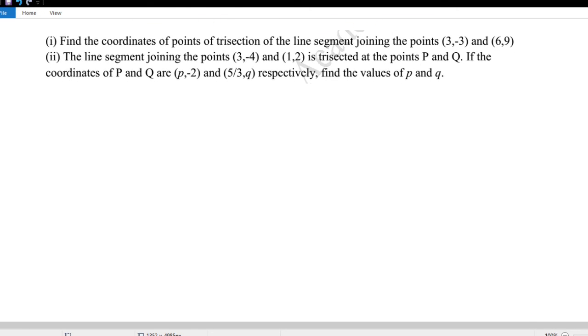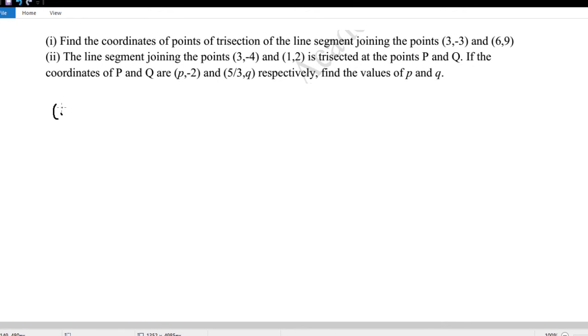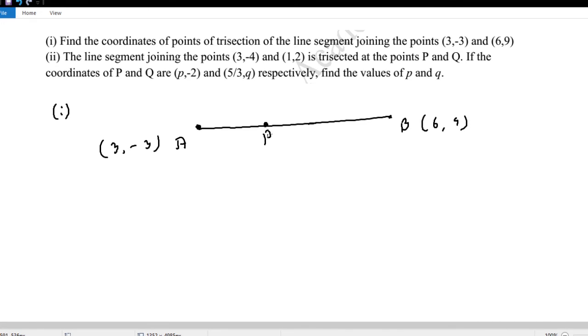So one at a time. Let us first try to get the basic figure for this one, as we are doing it for the first time. Say we consider the 2 points as A (3, -3) and B (6, 9). It is getting trisected at point P, say in the ratio of 1:2. You can apply the section formula and get P's value.